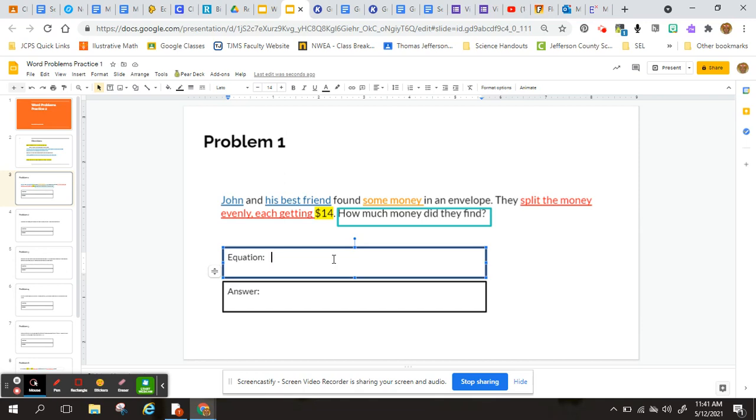So we have some money divided by 2. We don't want to do 2 divided by some money. We want to take the money and divide it by 2. So I'm using M because we're talking about money. And I use a slash symbol because it means divide. And we're going to divide by 2. And that will equal $14. All right. So there's our equation. And we're going to take our equation and solve it to get the answer to how much money.